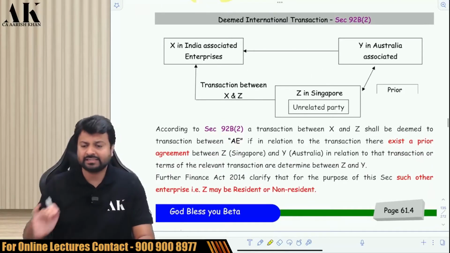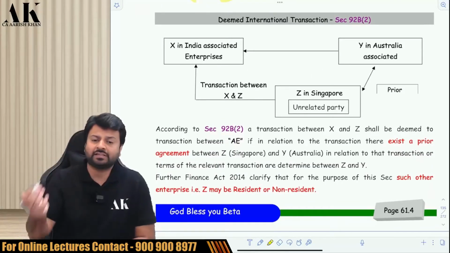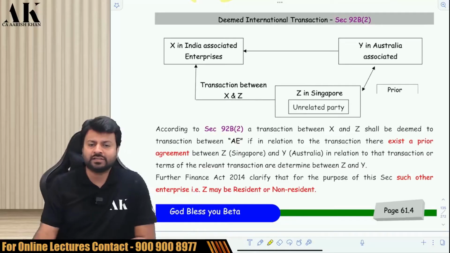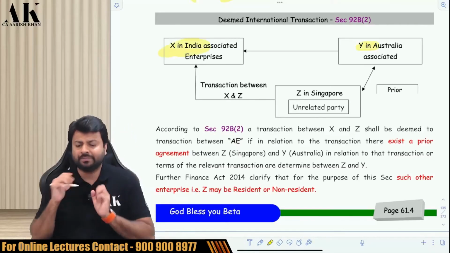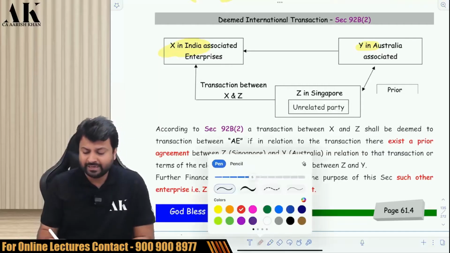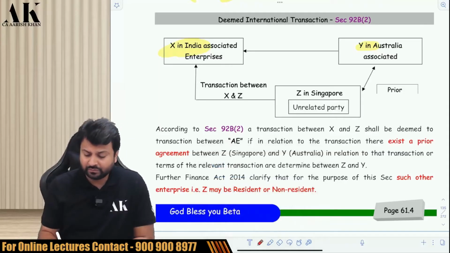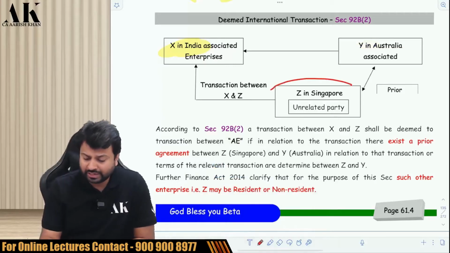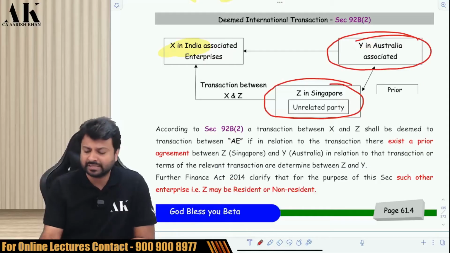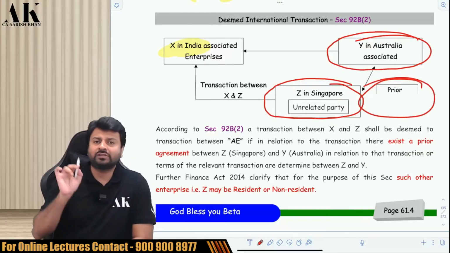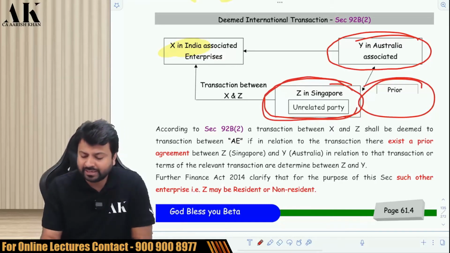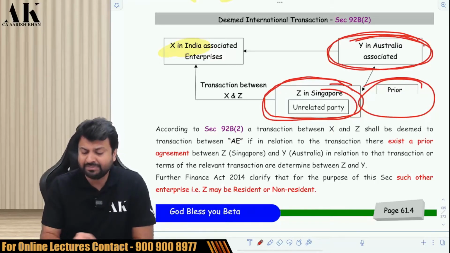Okay. Next. Then what is a deemed international transaction? In a deemed international transaction, what happens? This is X, this is Y. Both of them are associate enterprises, but you do not directly deal with your associate enterprise. You deal with a third party. You do a transaction with a third party and the third party has a transaction with your associate enterprise, and there is a prior agreement between both of them. So you do not directly deal with your associate enterprise. You deal with a third party and the third party has a prior agreement with what?